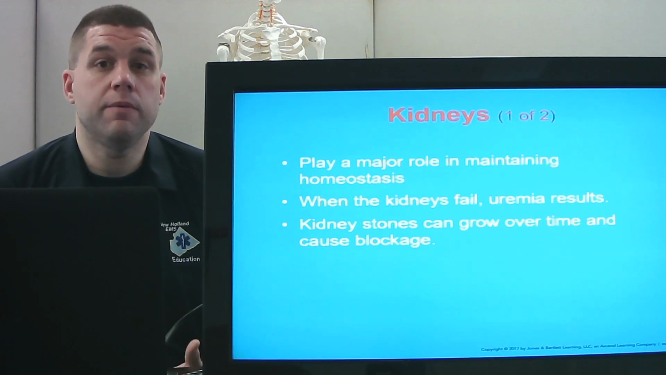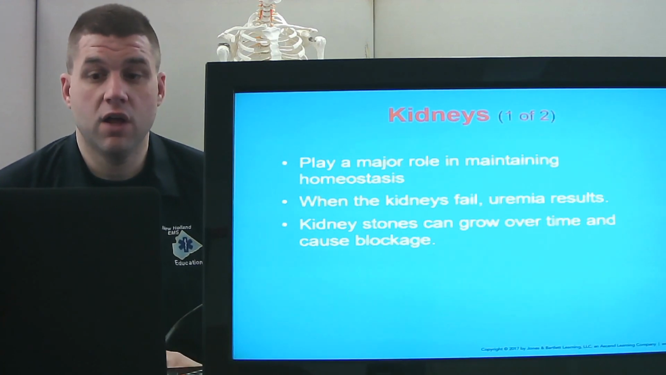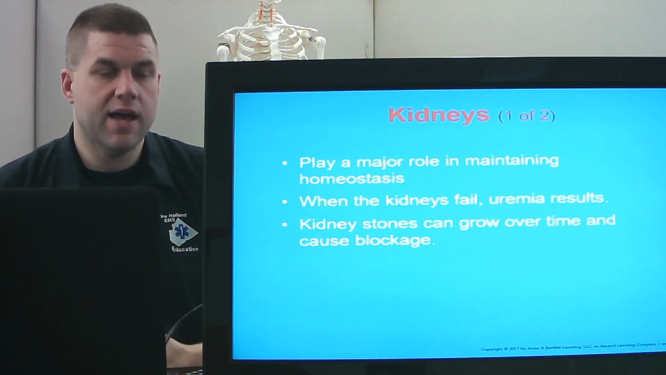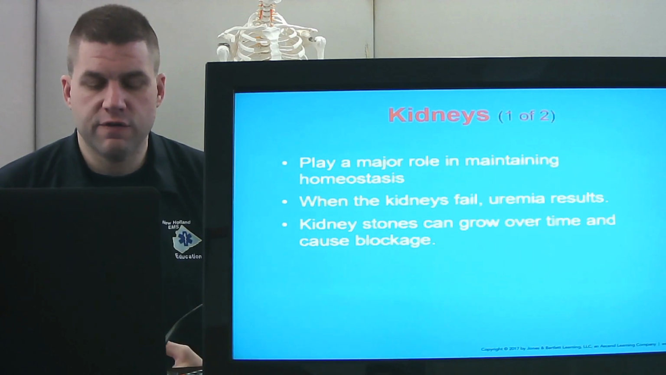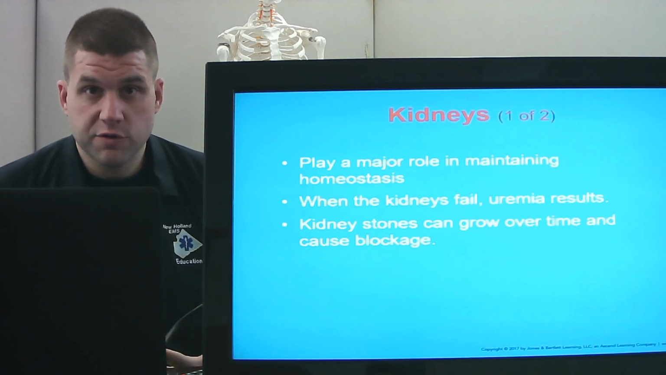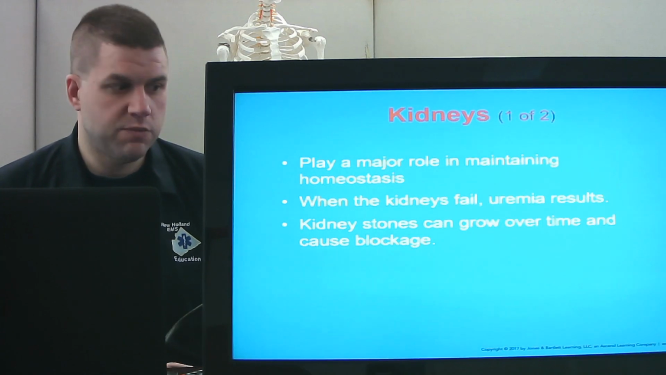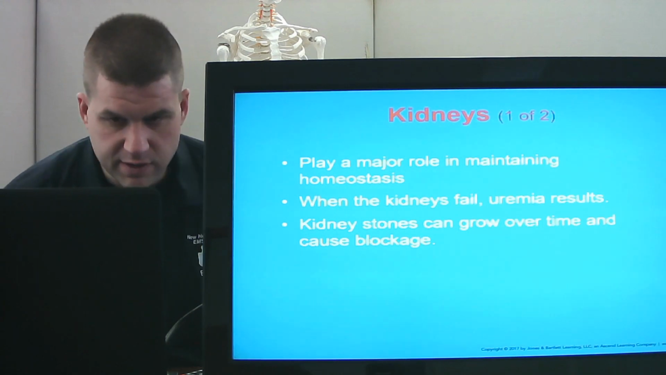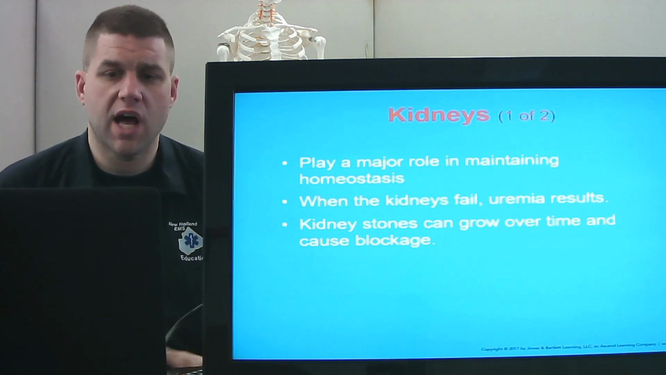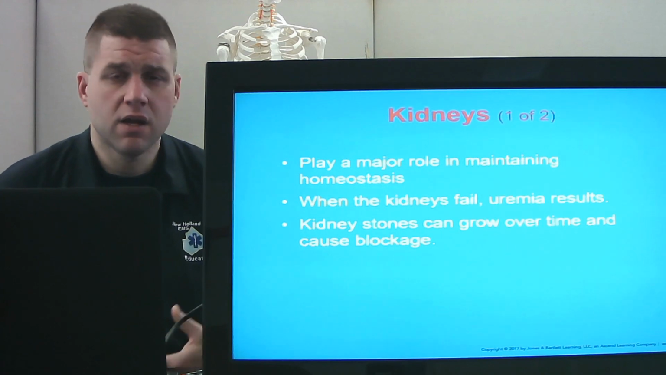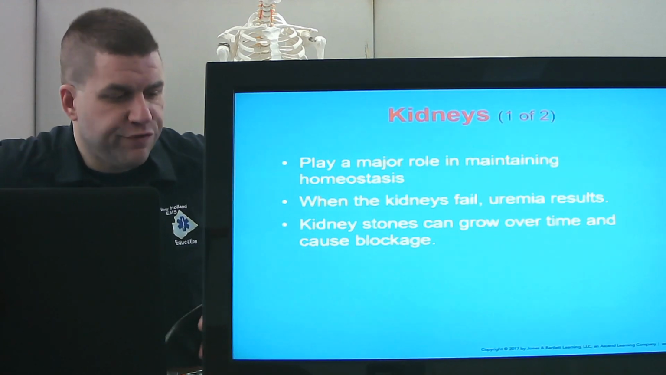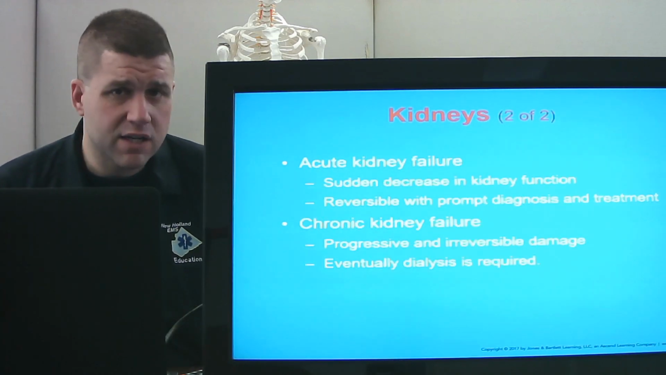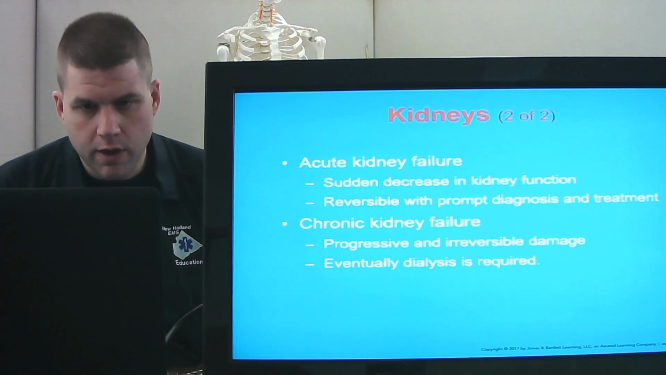Kidneys play a major role in maintaining homeostasis. So when the kidneys fail, uremia results when patients have high urea levels. They get an altered mental status. They get combative. They need to go to the hospital significantly. It can oftentimes be hard to get a patient with high urea levels to the hospital because they have an altered mental status. Kidney stones can grow over time, and they can cause blockages, severe pain, lower back pain, abdominal pain, flank pain. These patients have a significant amount of pain. If you've ever had a kidney stone, you're sitting there nodding your head right now.